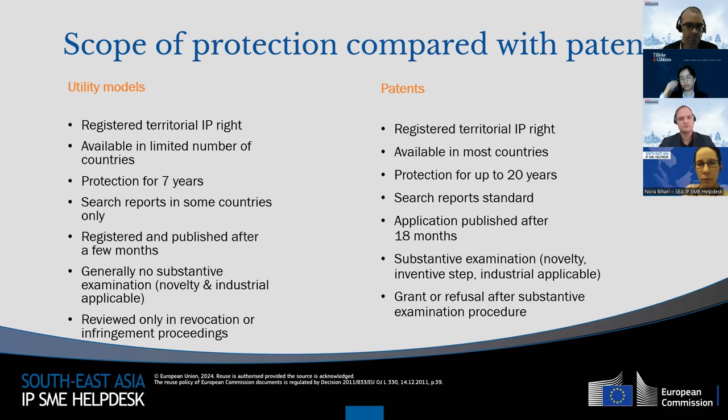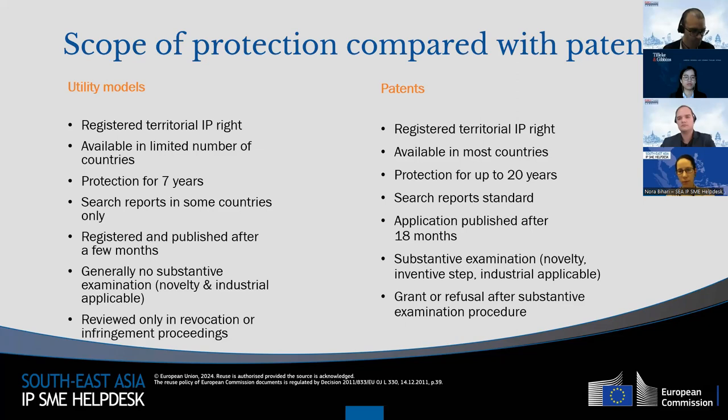So the slide compares some of the key aspects of the utility model with those of the patent application and granted patent. Utility model and patent are both registered territorial rights offering protection for technical inventions. In contrast to patents, utility models are only available in certain countries. Utility models must be filed individually in each country where protection is desired, whereas a patent application can be filed centrally with the WIPO. So the protection here is, as I mentioned earlier, 7 years for a utility model and 20 years for a patent. And then after that, it will become public domain.